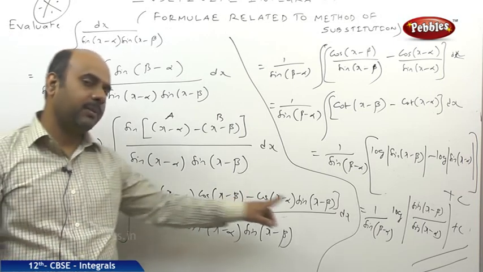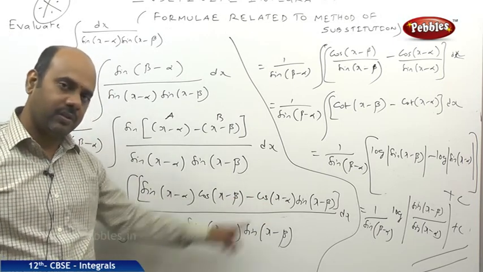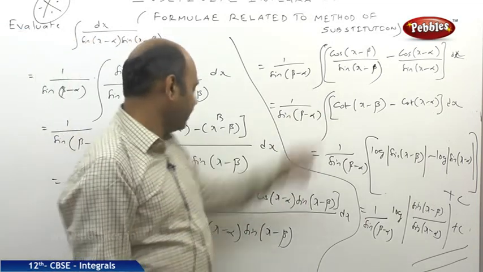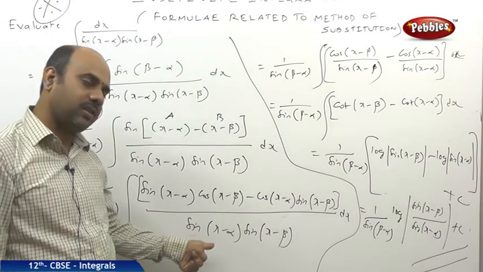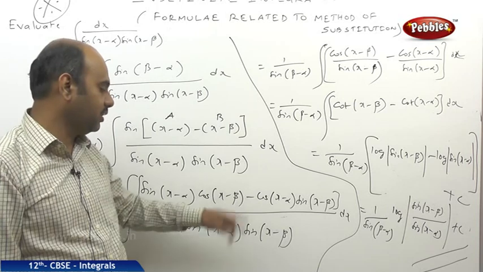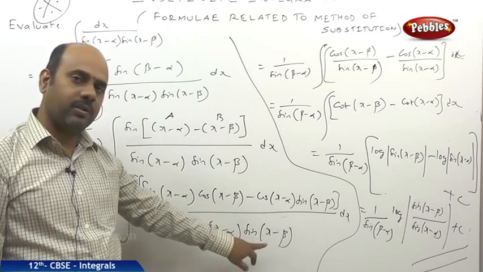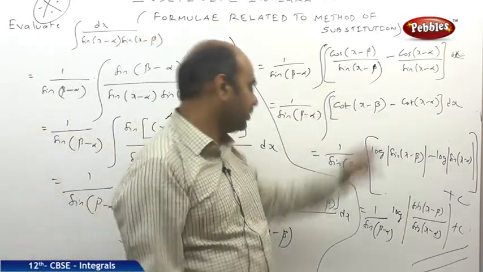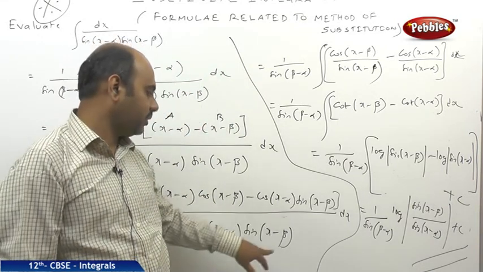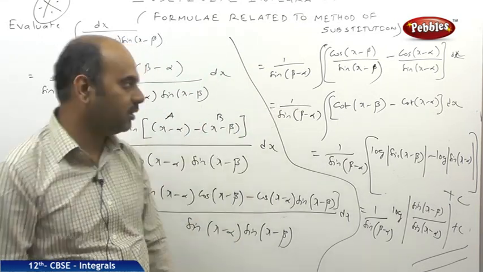Later again, (a minus b) by c, so a by c minus b by c. So what remains, I think: sin of (x minus alpha) will get cancelled, and the integral of cos of (x minus beta) divided by sin of (x minus beta) minus cos of (x minus alpha) divided by sin of (x minus alpha).